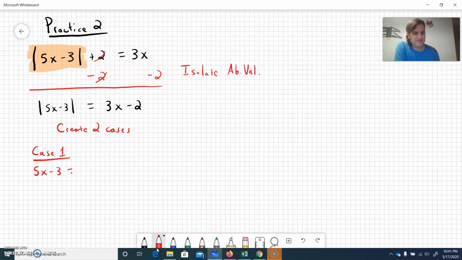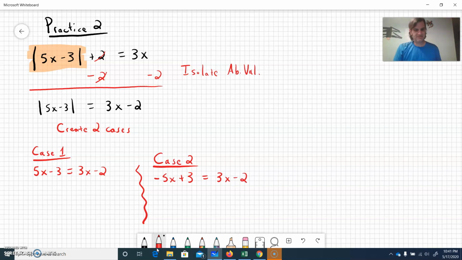So 5x minus 3 equals 3x minus 2, which is a pretty simple equation to solve. But I also like to go ahead and write down the second equation. So in that sense, I need to change the sign of 5x minus 3, which means that'll be negative 5x plus 3. I don't do the other side, but I'll have 3x minus 2. So negative 5x plus 3 equals 3x minus 2 for case 2. So let's solve both of these.